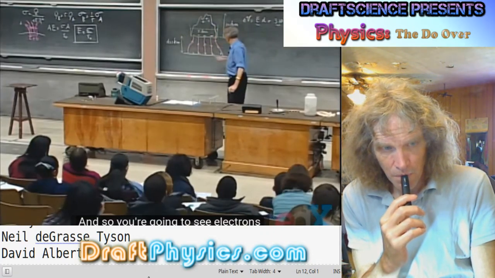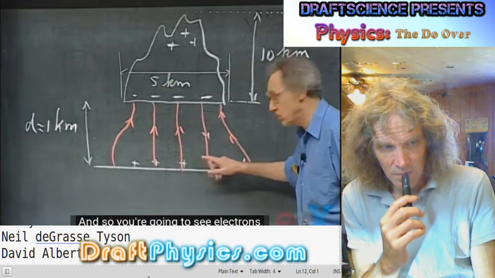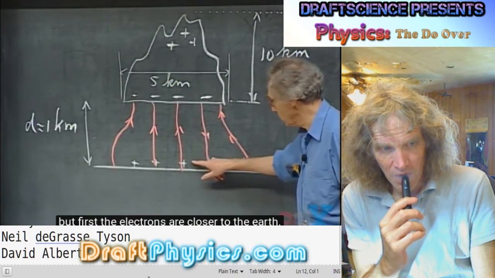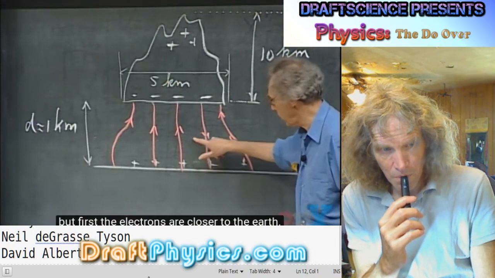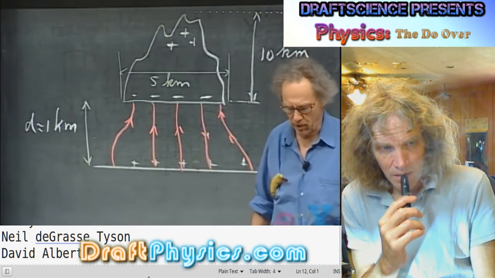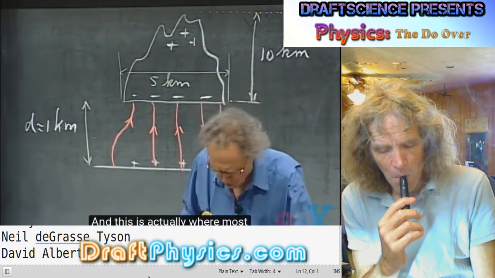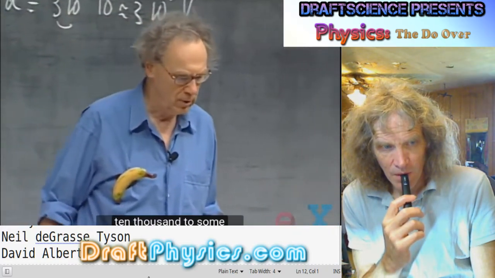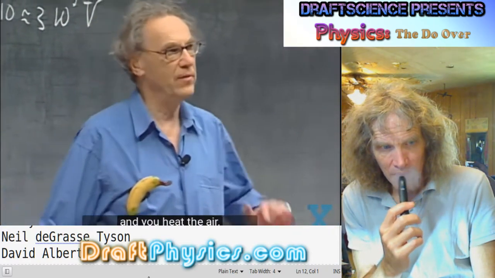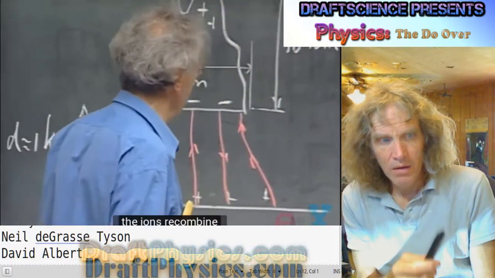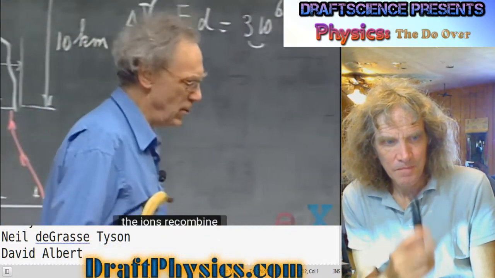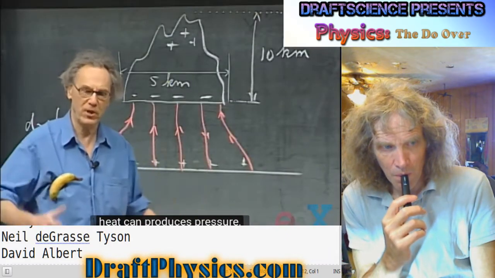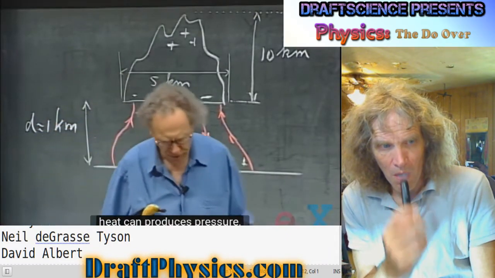And so you're going to see electrons going through the channel to the Earth, but first the electrons closer to the Earth, then the electrons farther away, and then even farther away. And this is actually where most of the action occurs. The current is now enormously high, 10,000 to some 100,000 amperes, and you heat the air, you get a tremendous amount of light, the ions recombine, and you get pressure. Heat produces pressure, and there comes your thunder.